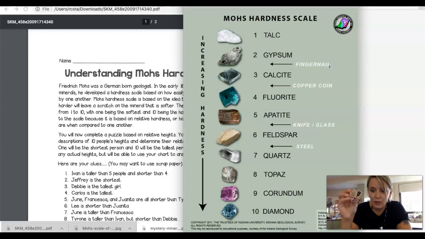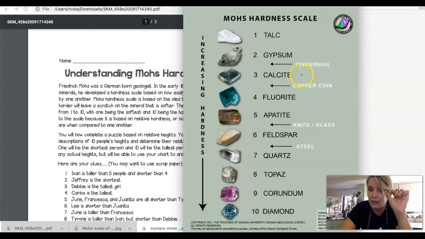I'm going to pick up another one. It's another sample of a mineral. I'm going to always start back at the beginning. So I'm going to first do a fingernail scratch test, to see if I can scratch it with my fingernail. No, I cannot scratch it with my fingernail. In fact, this mineral scratched my fingernail. So I know it's harder than a 2.